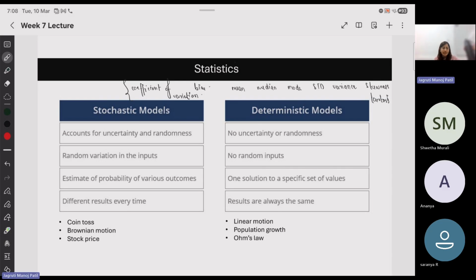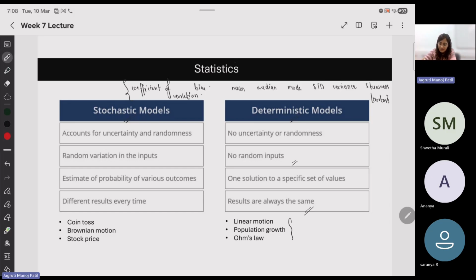Here what you're looking at are two models, one being stochastic, another being deterministic. How their names sound is essentially the meaning behind it. The first one, deterministic, has no variation, so you'll always get an exact quantity. It is similar to Newton's law, population growth, or Ohm's law, V equals IR. You have an exact answer known to you. Here you have no random inputs. You have a solution to a specific set of values. The results are always the same, with no variations.